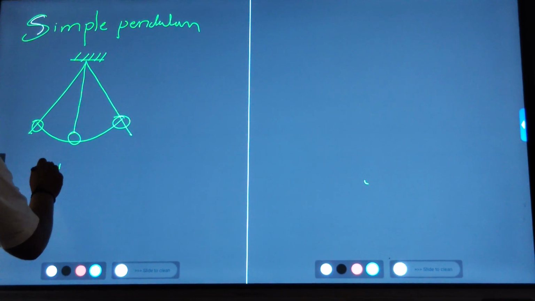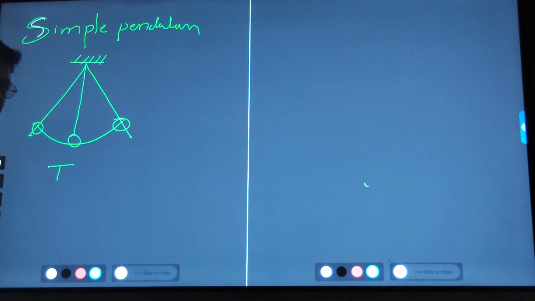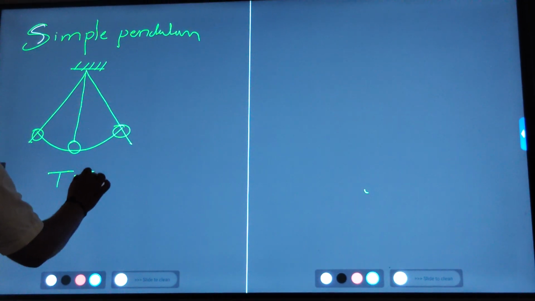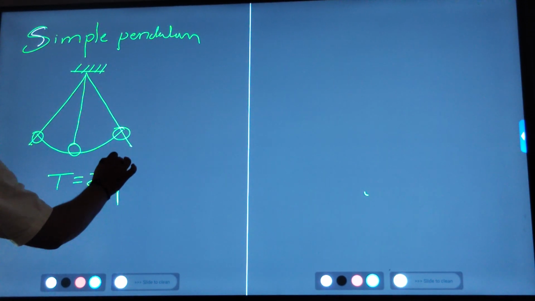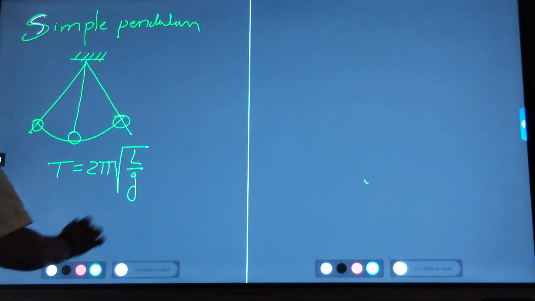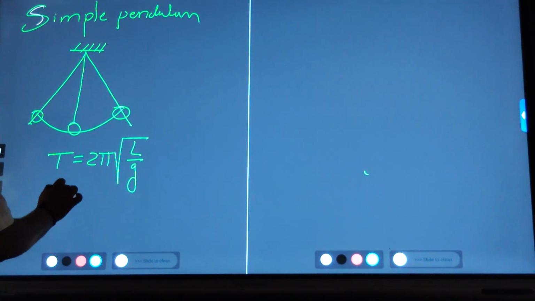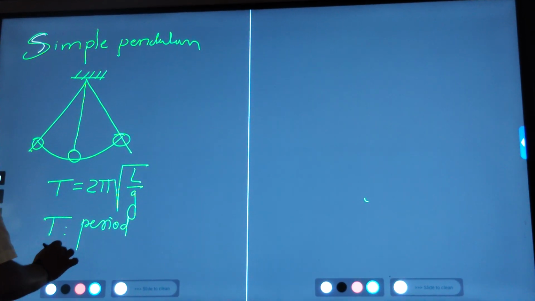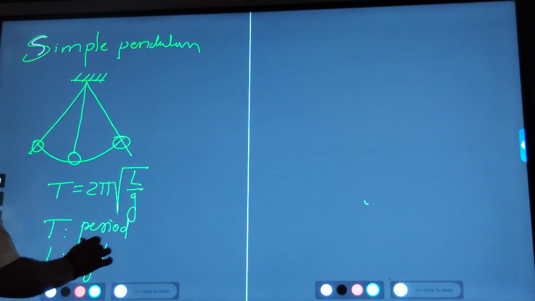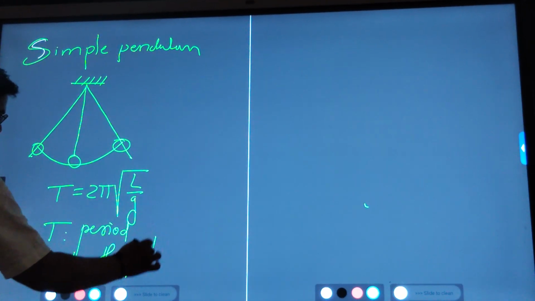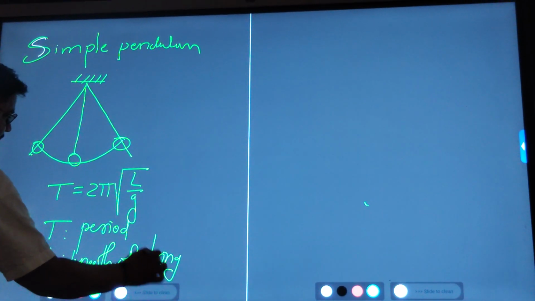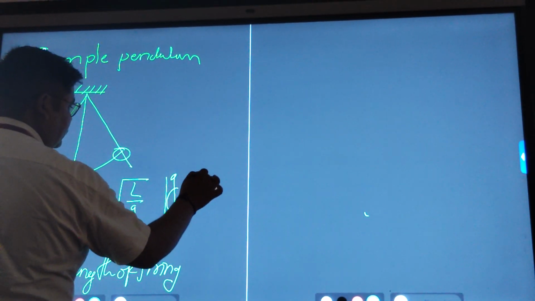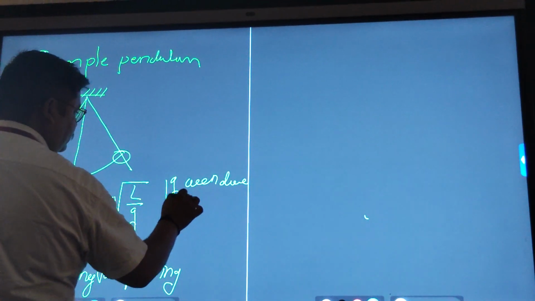And in the simple pendulum, we have seen the formula T is equal to 2 pi under root L by G, whereas T is the period, L is the length of the string, and G is the acceleration due to gravity.